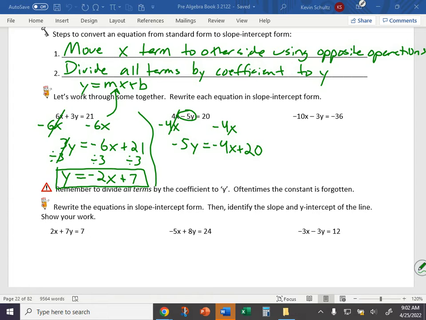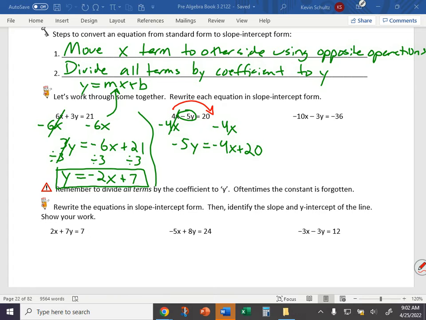Yeah? How come the 4 is negative when there's a negative sign? The 4 is negative because in order to move this from one side to the other, we can't just take the 4x and put it there. We have to move it there, right? And the process to move the 4x there is to subtract it from both sides to keep the equation balanced.